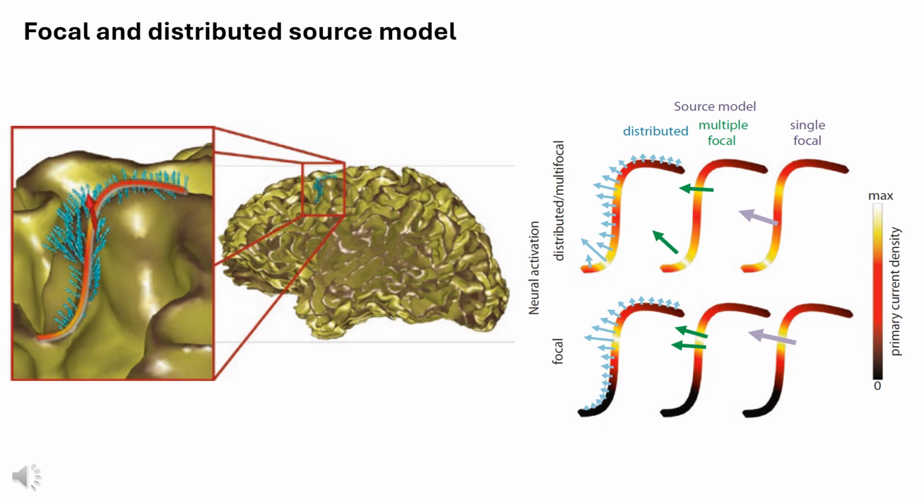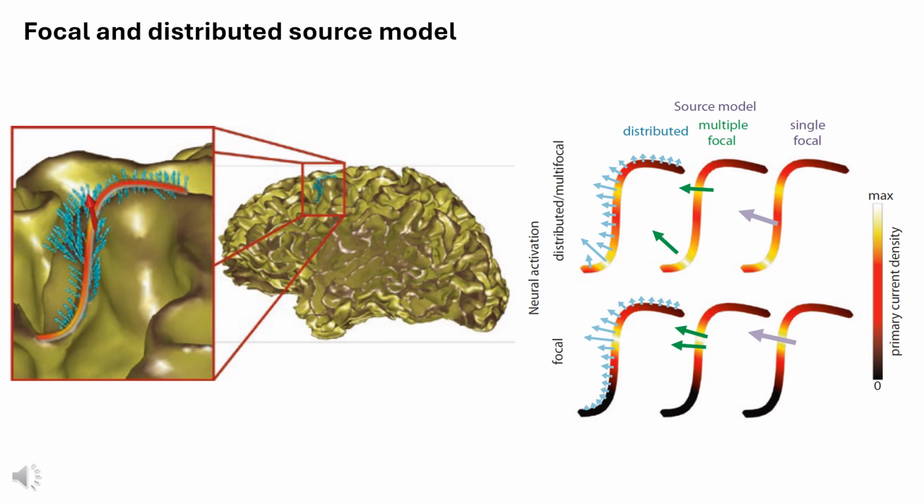In the upper row, we see a more continuous distribution with a sharper focus at the top and a broader blob at the bottom. While the single focal model is clearly inadequate, the multiple focal model accounts quite well for the true distribution, although the broader blob is less well captured. The distributed model is a more accurate description.